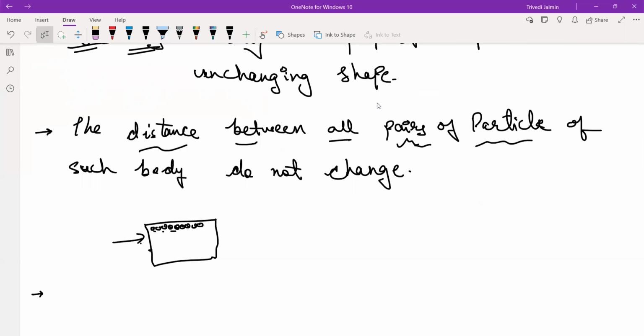Okay, enough chat. Let's go back to our topic. Distance between all pairs of particles of such bodies does not change. Clear with this? Yes, sir. So in short, all particles are on a fixed axis. Whatever axis we take on that object, they are fixed on it. If I move this object, this distance will be constant, but the object will move with a constant distance.